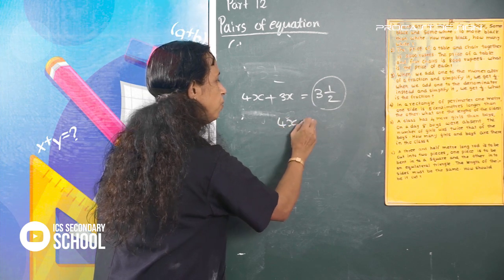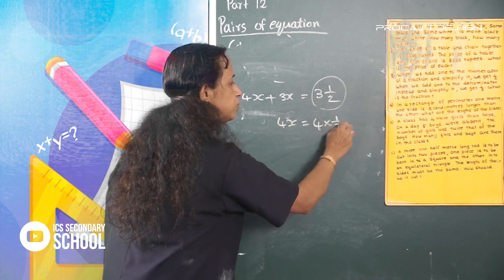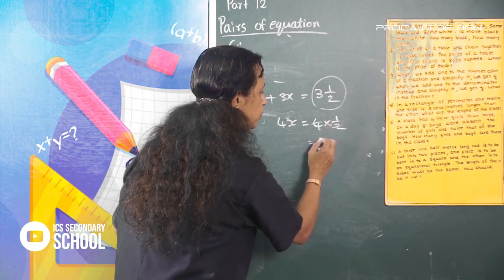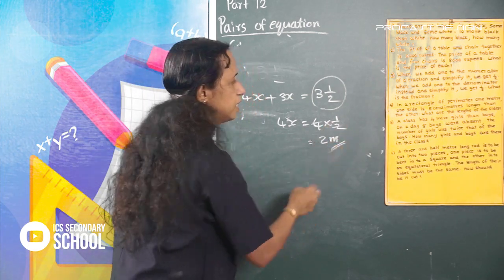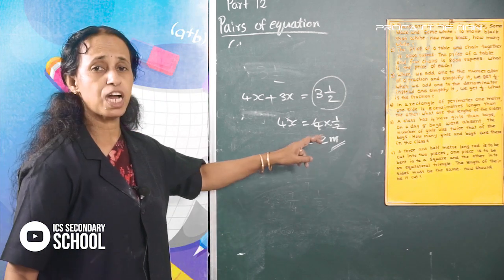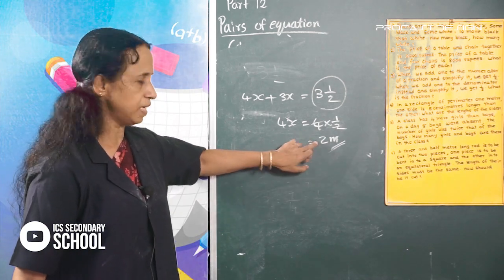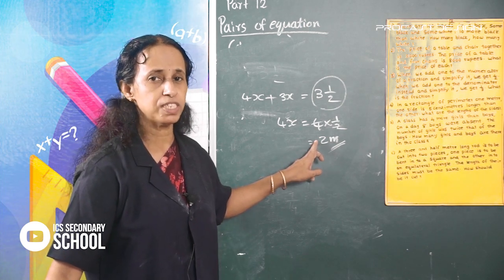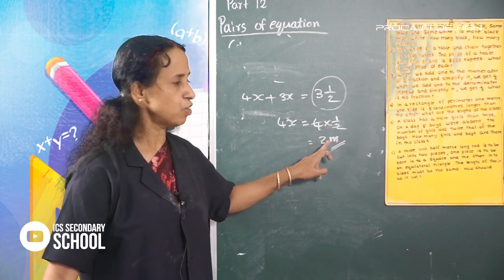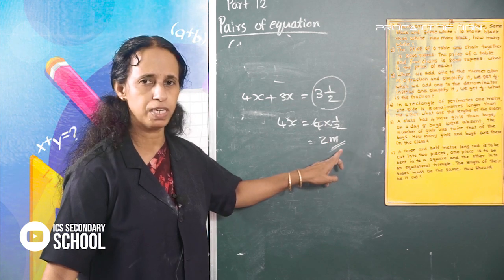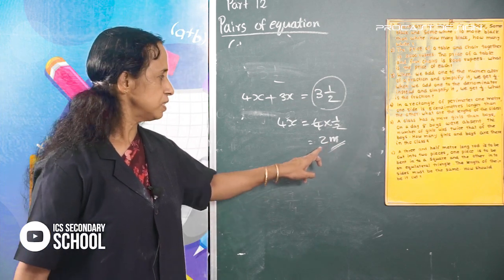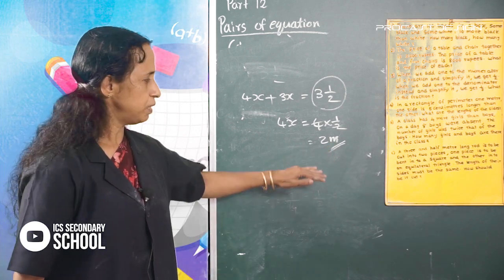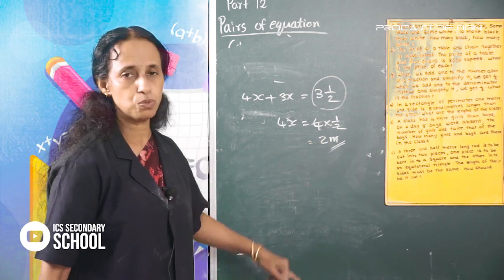The length of the square's side... 4x is equal to 4 into 1 by 2, which is equal to 2 meters. The 3 1 by 2 meter long rod is cut into two pieces, one of 2 meters. The perimeter of the square is equal to 2 meters. The length of the piece is equal to 2 meters. This is bent into a square. The length of BC is equal to 2 meters.